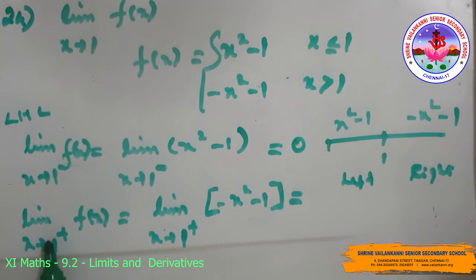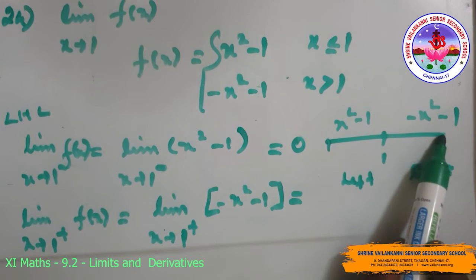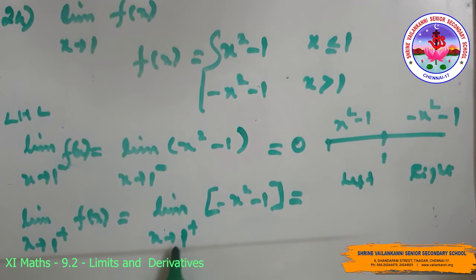And right hand limit, limit x tends to 1 plus f of x. To the right of 1, we have the function minus x square minus 1. So put x equal to 1, we get minus 1 and minus 1, which is equal to minus 2.